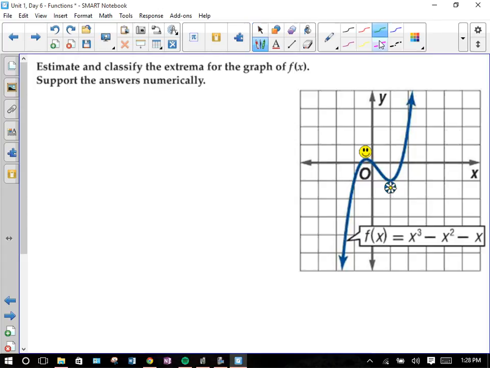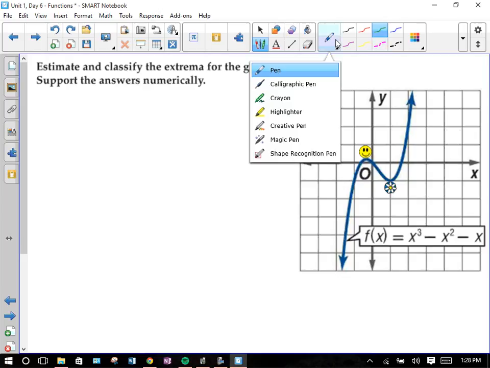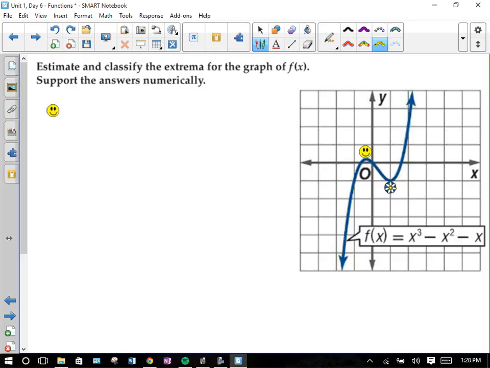Let's talk about the smiley face first, which represents a maximum. What kind of maximum is it? Is it absolute or relative? Why is it a relative, Lonnie? Okay, so you can always find a higher y value. Here's one right here. Alright? This is a relative maximum.